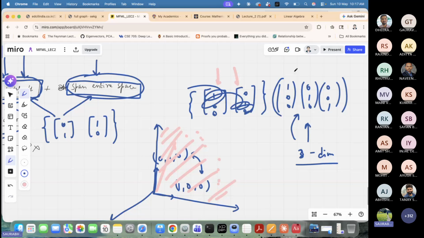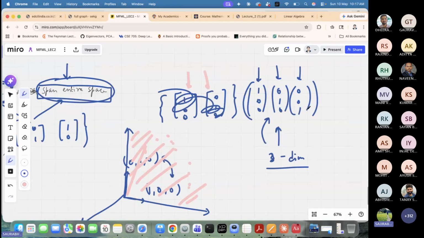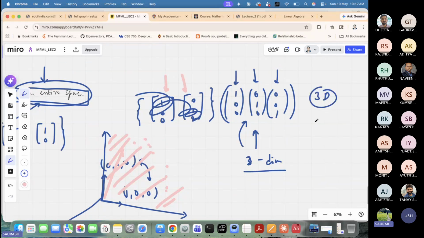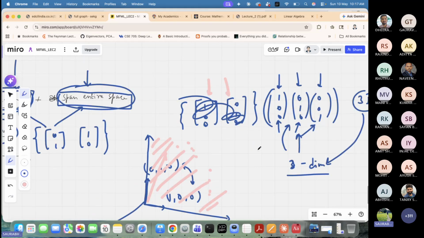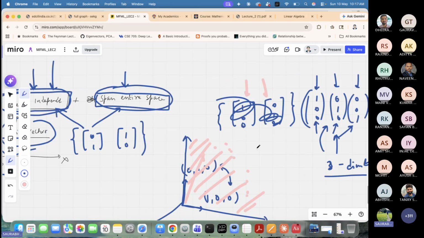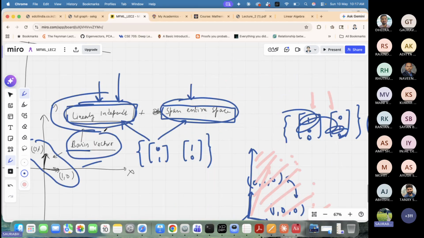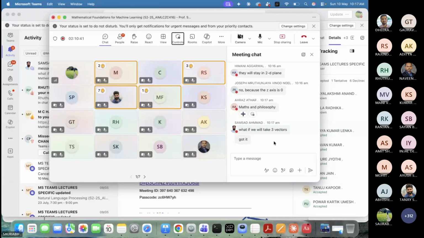So using three linearly independent vectors, we can access the entire 3D space. The dimension is three, because dimension is nothing but the number of vectors in the basis. And for a basis, what do we need? Linearly independent vectors that are able to span the entire space. Good? Yes, no? What if we have three vectors?